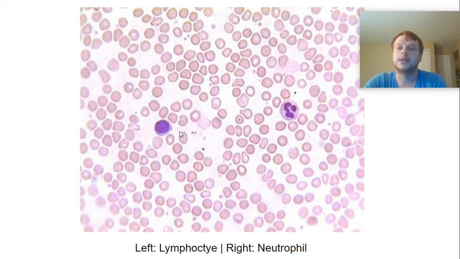So you can see the difference here. Remember, neutrophils are the most common. You can see the lobed nuclei right here on the right. And then lymphocytes are the second most common, and their nucleus is just gigantic, so it's really easy to identify those.